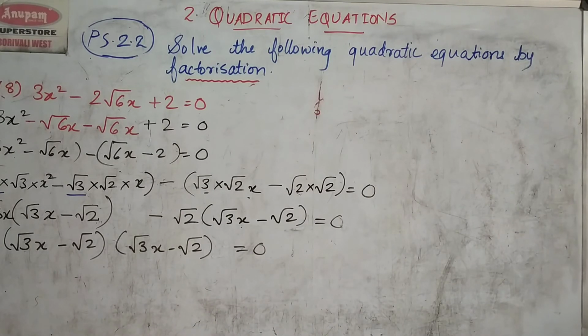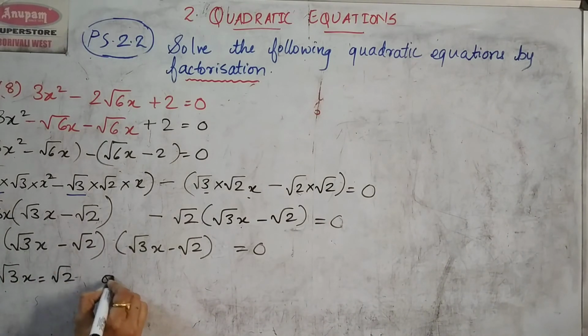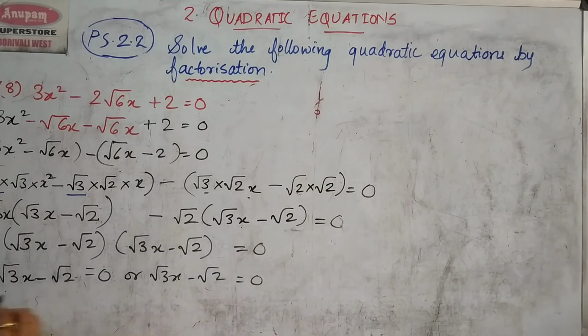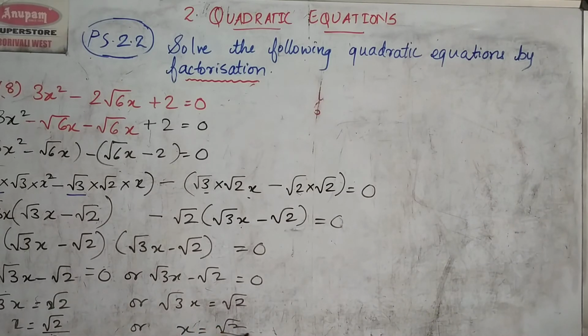Therefore, √3x minus √2 is equal to 0. So this becomes √3x is equal to √2, or √3x is equal to √2. So x is equal to √2 upon √3, or x is equal to √2 upon √3. That means our two roots are √2 upon √3.